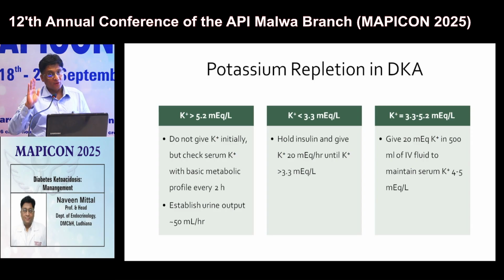But if potassium is less than 3.3, give only normal saline with potassium, don't give insulin, as already have been discussed. But if the potassium is more than 5.2, don't give the potassium. First give the normal saline, first give the insulin, bring the potassium less than 5.2, then only give the potassium.